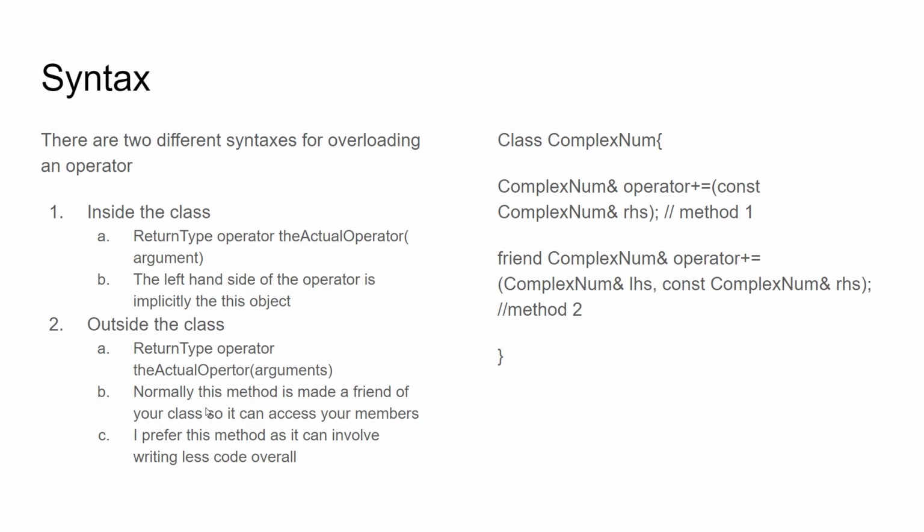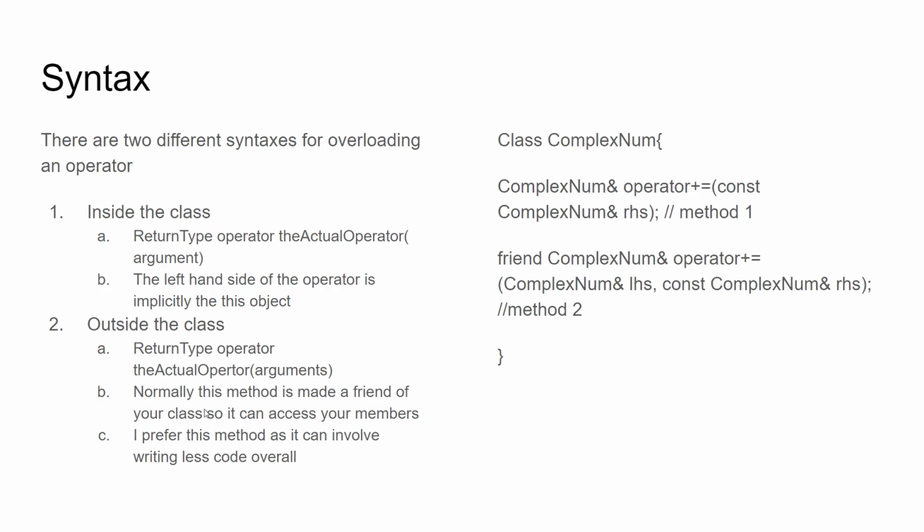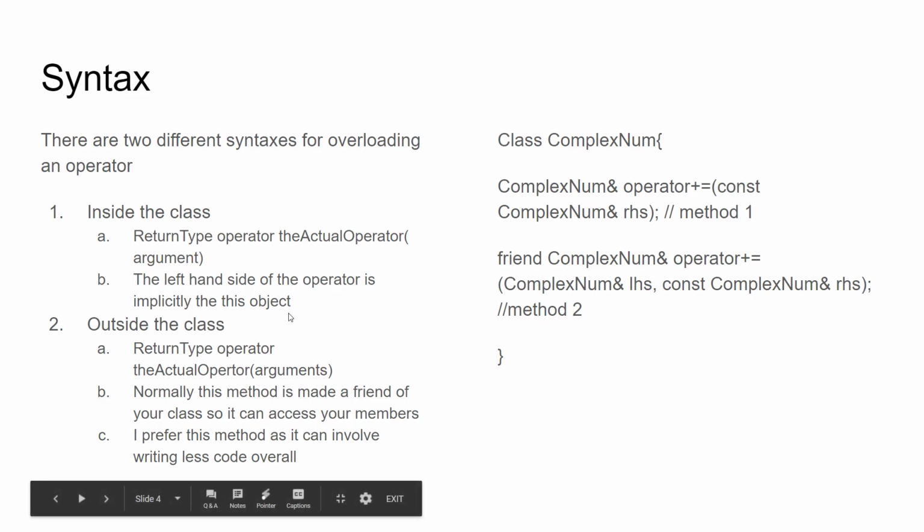We'll talk about friendship a little bit later on, but you can make these operators friends so that you get direct access to the private member variables. Then, if you have a two-operand function like a plus b, it's very clear who a is and who b is. Or if you have operator plus equals, the first operand is the left-hand side, the second operand is the right-hand side.